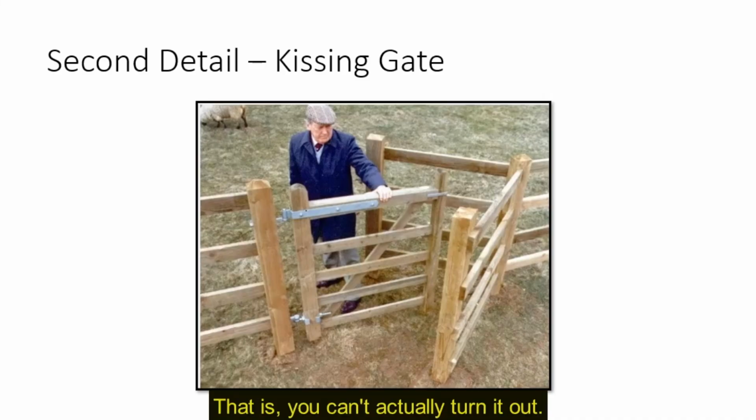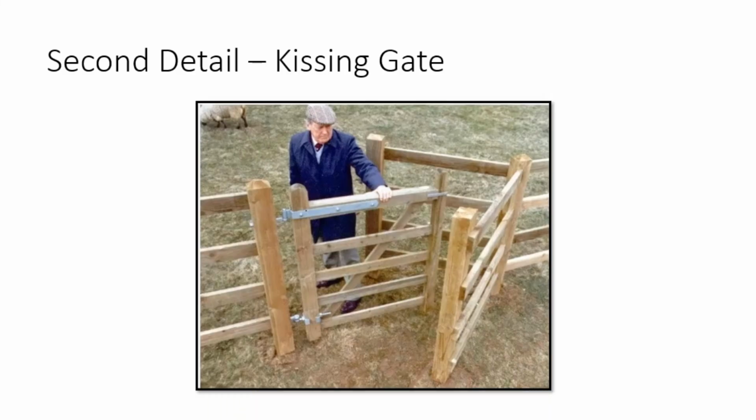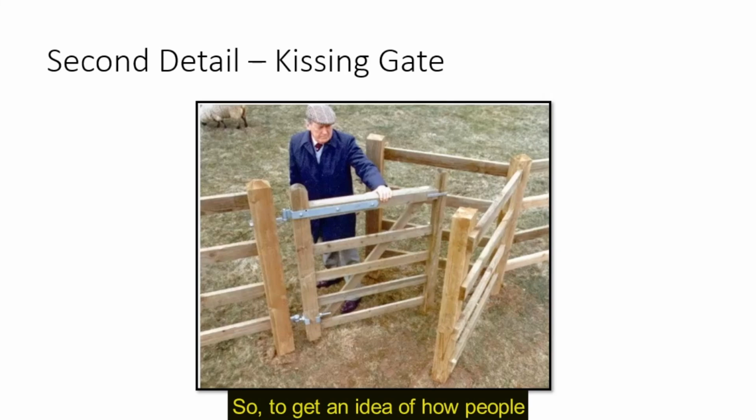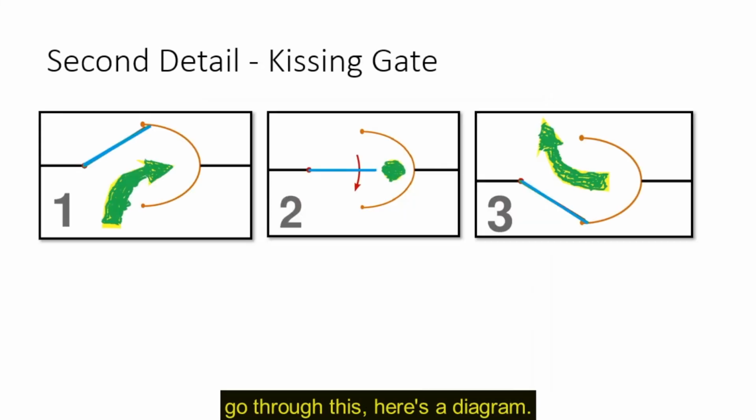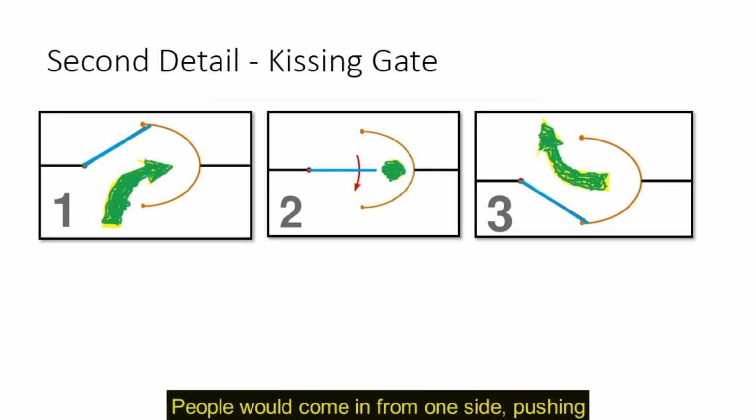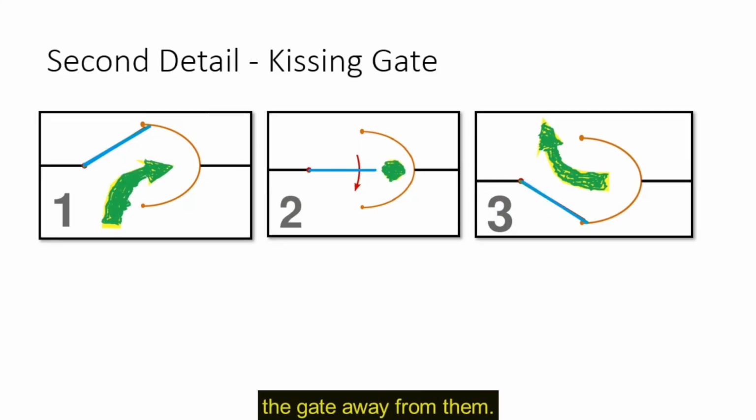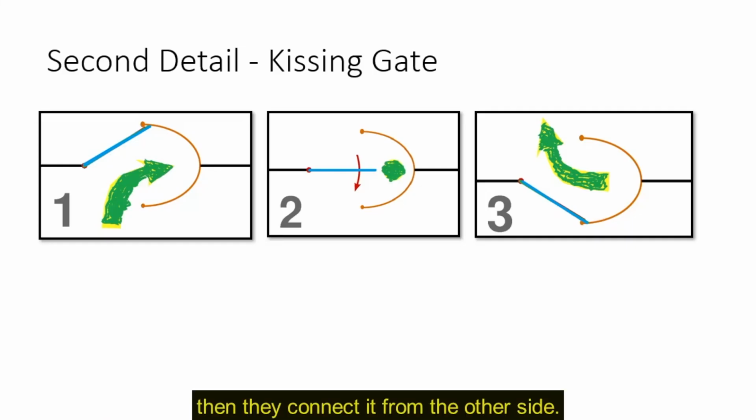That is, you can't actually turn it out. So to get an idea of how people go through this, here's a diagram. People would come in from one side, pushing the gate away from them. They get inside, they pull the gate over, then they can exit from the other side.